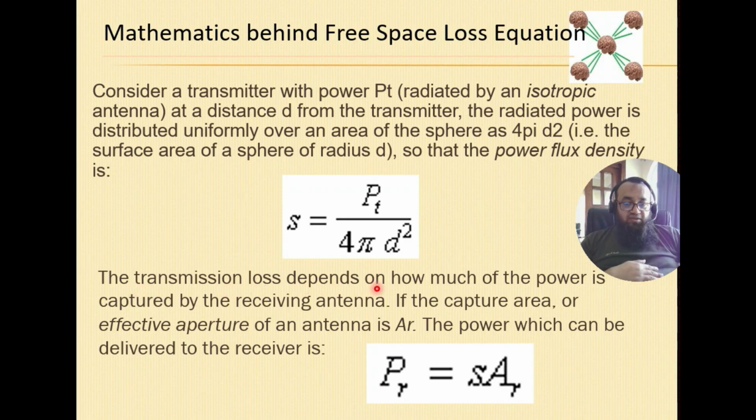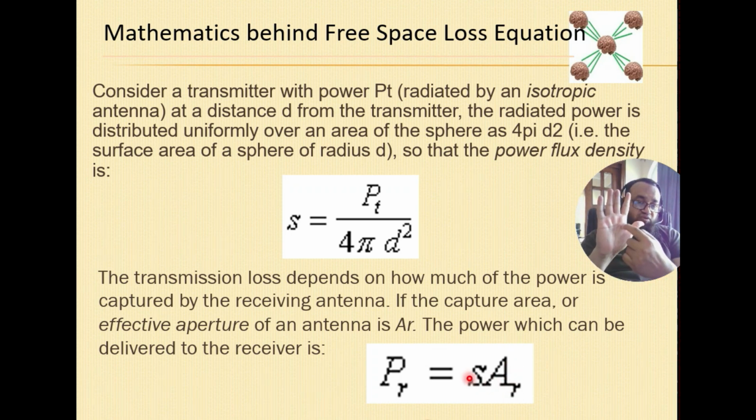Now the transmission loss depends on how much power is captured. As I was telling you, this power is expanding. So it expands, and for example it becomes this much. But for example your antenna is very small, this size. So even though this whole power is available, you are receiving only some part of it. So the received power is basically power density multiplied by the area of the receiver.